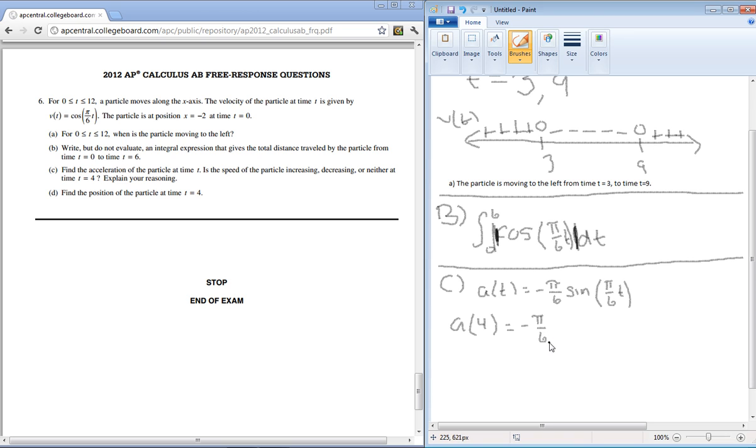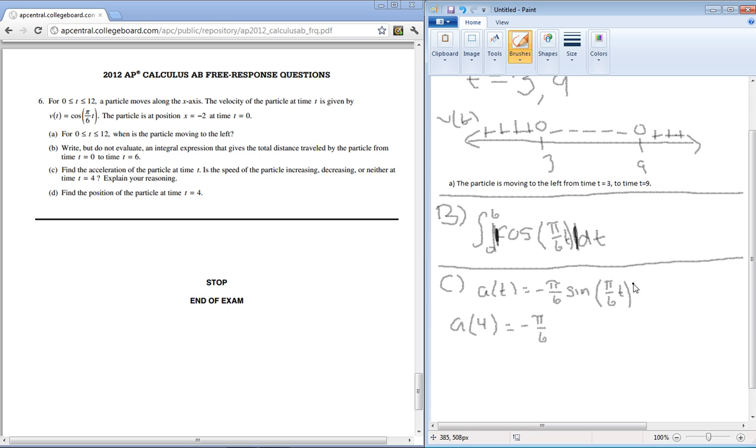Oh no, it's just asking... find the acceleration of the particle at... Oh, I have to find... I actually have to do it. Do I? Find the acceleration of the particle at time t. No, it says at time t, so this is the acceleration of the particle at time t. Is the speed of the particle increasing... We just need to find whether this is negative or positive.